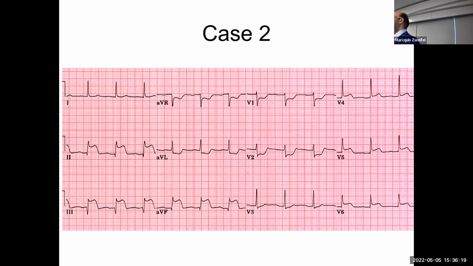Okay. Yes, reciprocal B1, B2. Then maybe some elevation here too. Yeah, maybe also posterior. Maybe right ventricular. If you have inferior and posterior, think about right ventricular, right? So there's some anterolateral changes too.